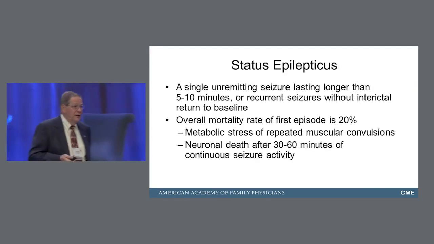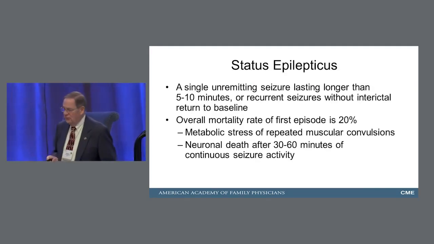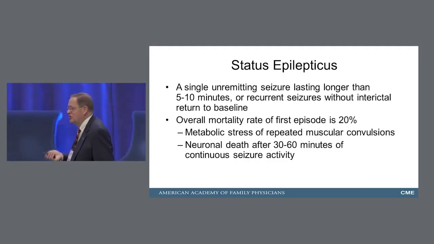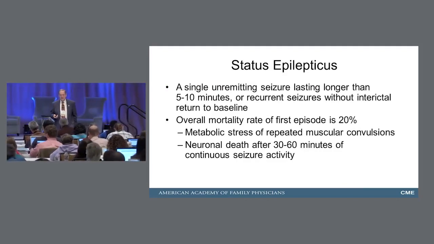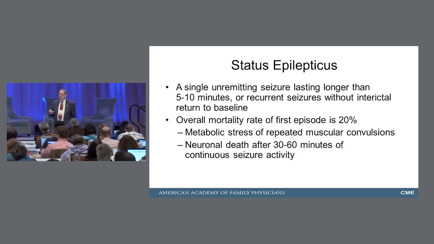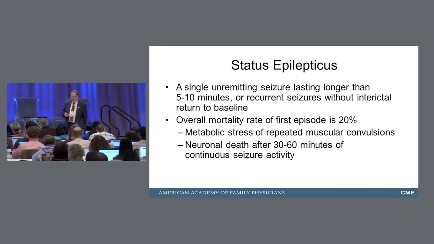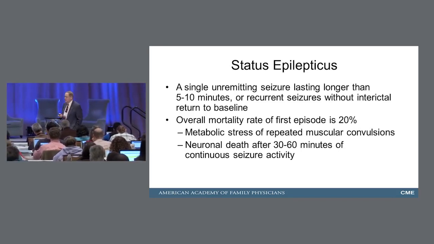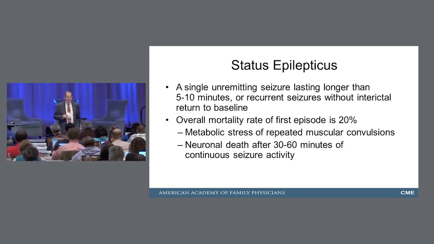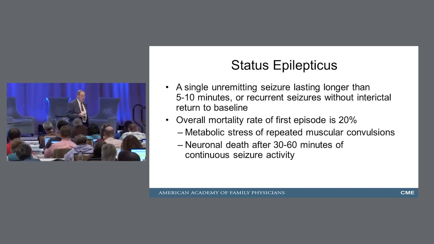Status epilepticus is a medical emergency. It's an unremitting seizure lasting longer than 5 to 10 minutes, or recurrent seizures without an interictal return to baseline. That's the definition. And it's a medical emergency because there's a significant mortality rate for status epilepticus of 20%.